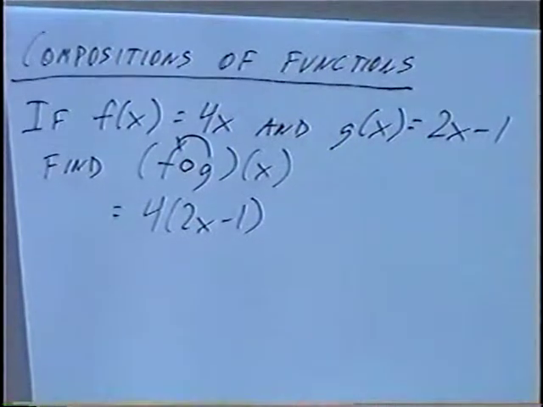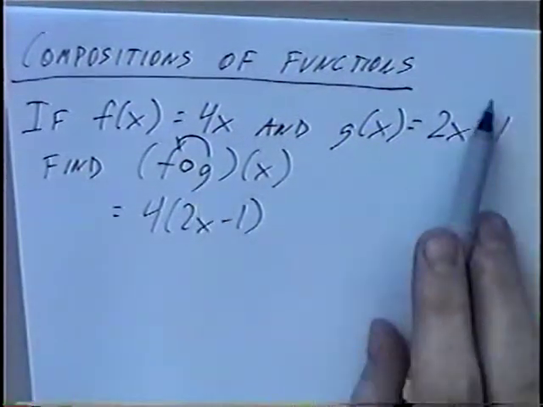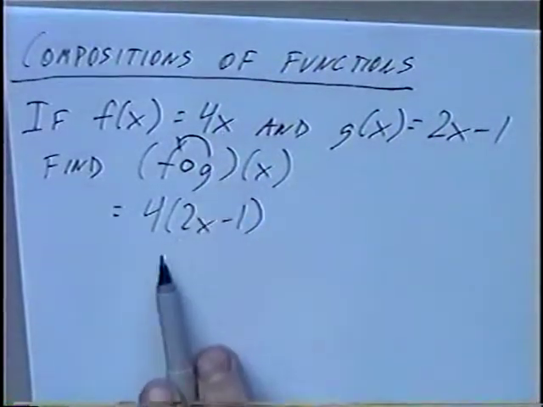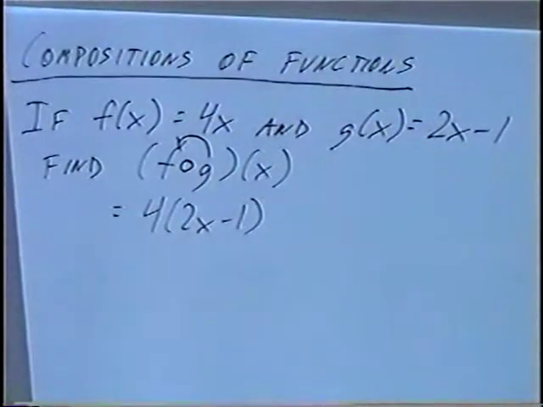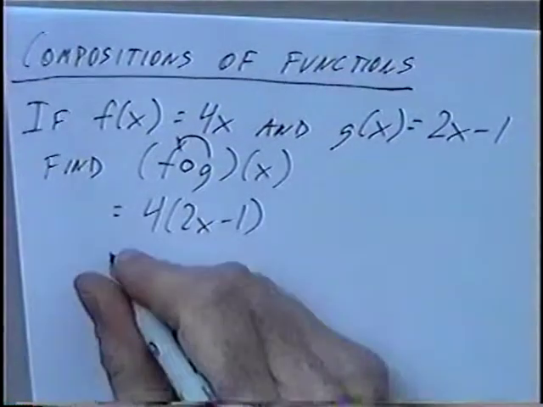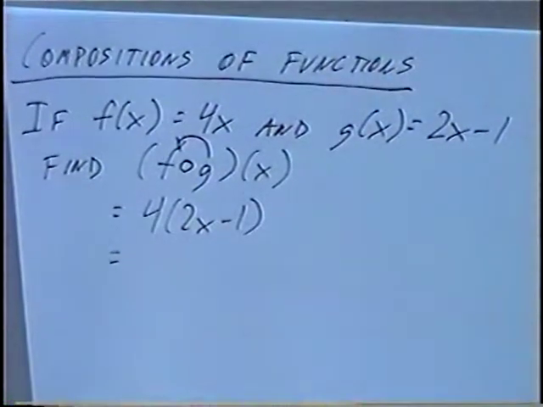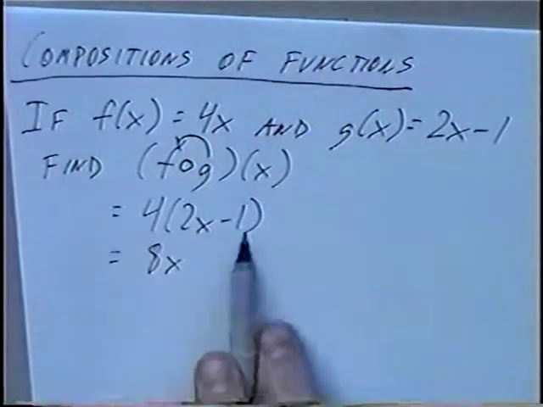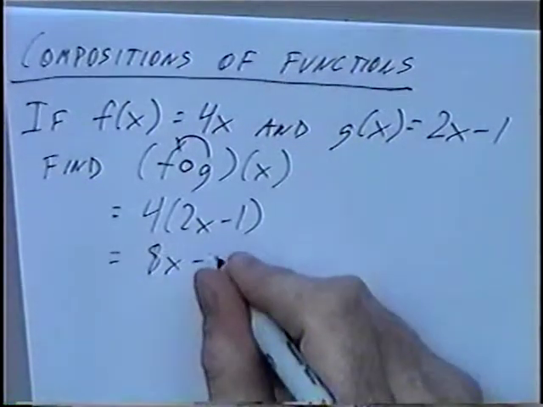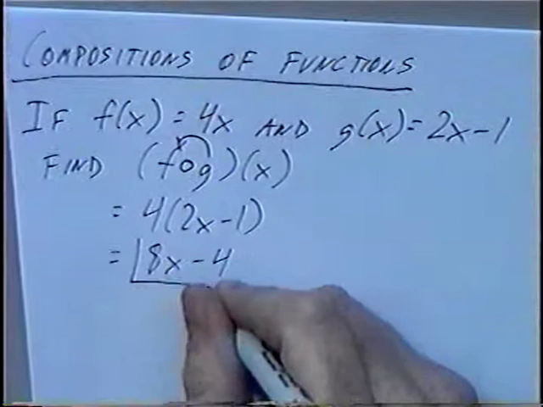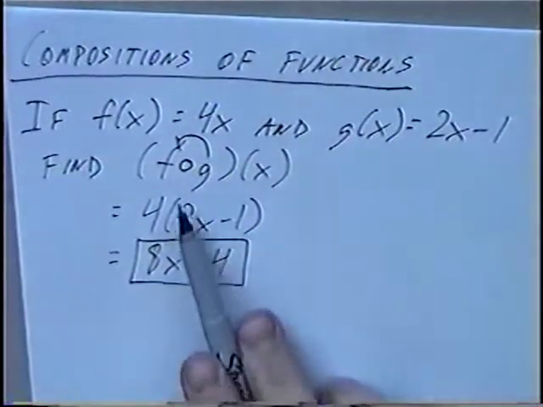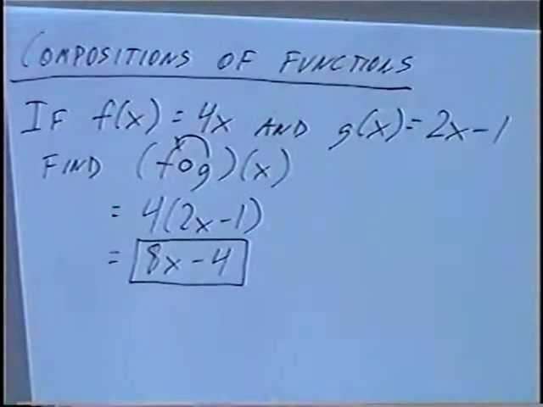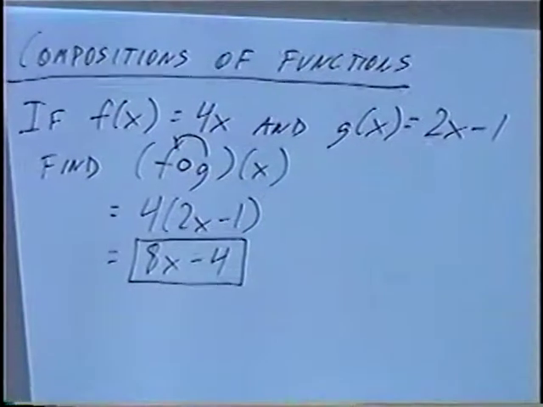Simplifying this will give us the composition. And again, we'll take g, whatever that value is, plug it in for the x value of the other function, and then solve. Simplifying this, 4 times 2x would be 8x, and 4 times a negative 1 would be minus 4. So our final answer, f composition of g, is 8x minus 4.